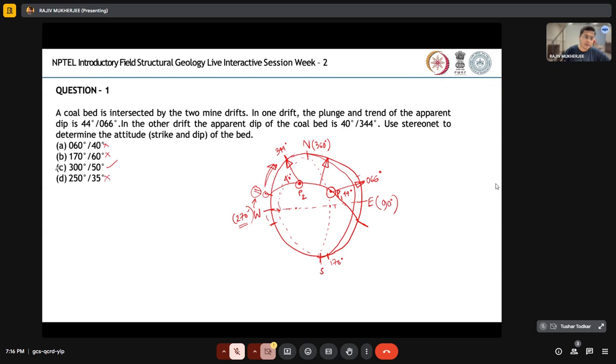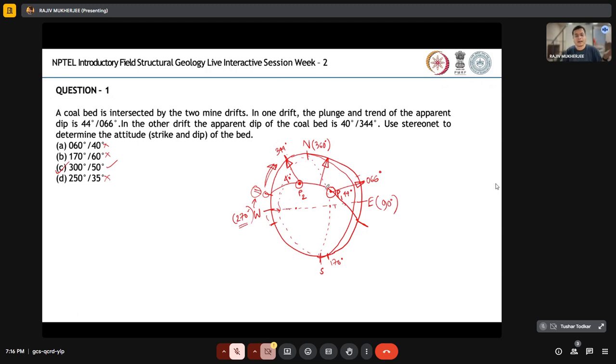What remains is option C, and easily we can guess that the dip amount is also approximately equal to 50 degrees because obviously this is 40 and this is 44. So the great circle that is passing through this line has to have a dip amount greater than 44 degrees or at least 40 degrees. It cannot be less than 40 degrees, right?